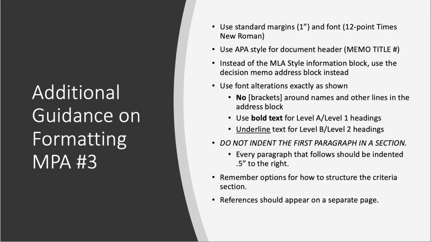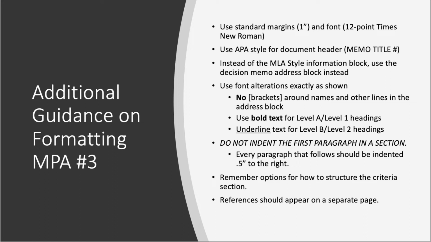Now, as far as your section headings and subheadings, you should use font alterations exactly as shown. For one, as you are looking at the decision memo address block, you should not include brackets, as you see here, around names and other lines in the address block. You can use bold text for the to, from, date, and subject lines. Then, you should use bold text for Level A or Level 1 headings. You will notice that for the executive summary, bold text is used. This represents the first level of headings in the document.